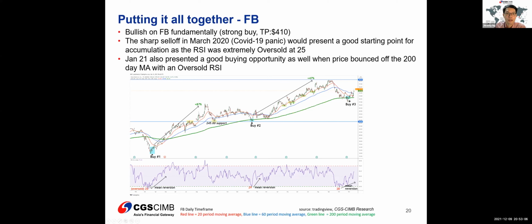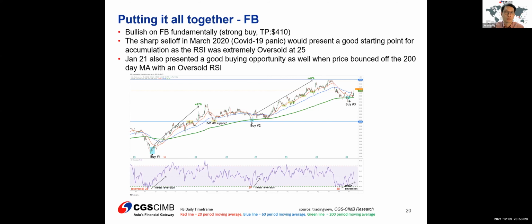Another good, more recent example would be sometime back in early January of this year, where Facebook started to see some pullback as well, which again led to the RSI falling to an oversold low of around 29. Again, first and foremost, once we see the RSI flashing oversold, that will likely be the first warning sign to look out for buying opportunities.